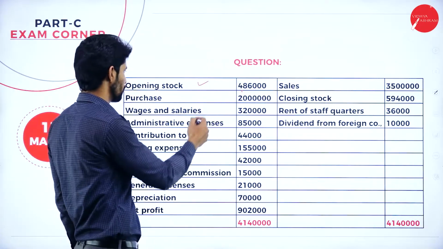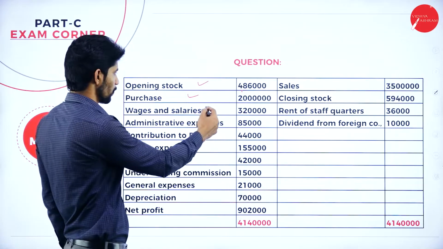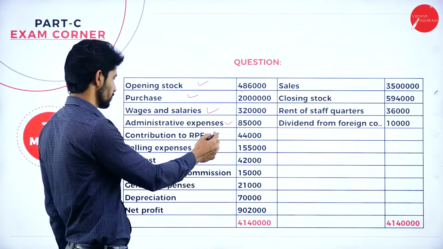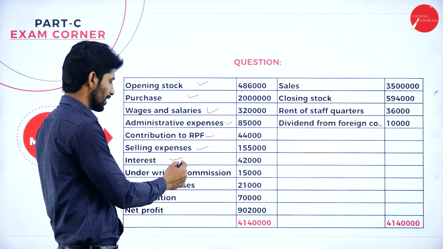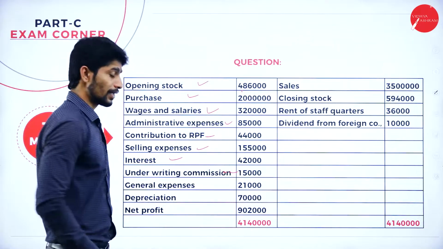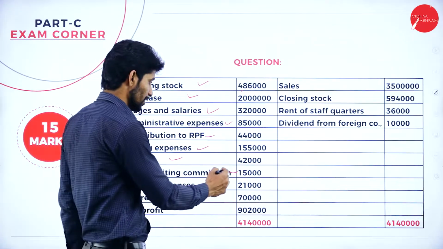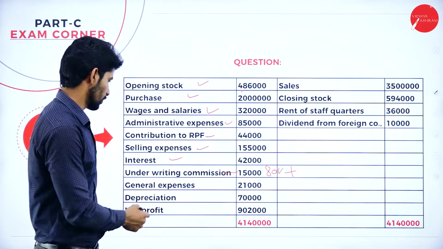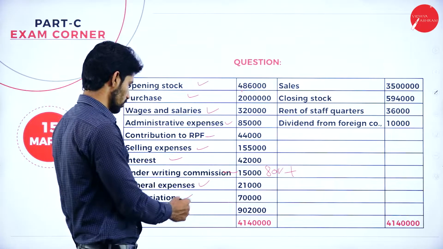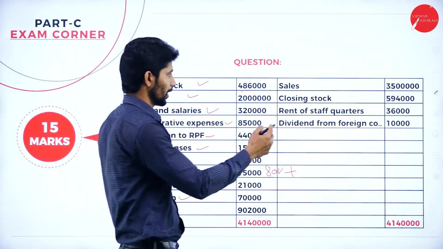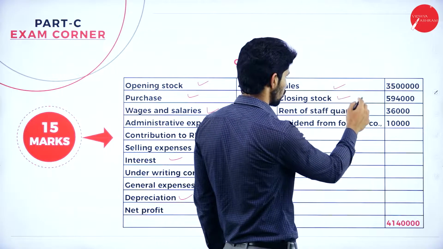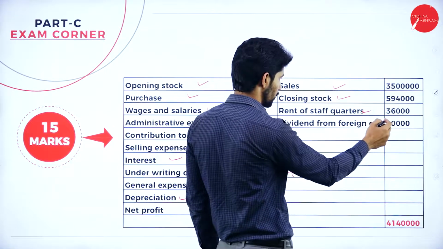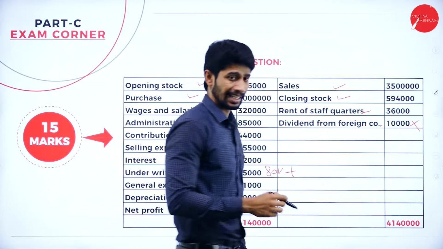Yes, opening stock, business, purchase, business, wages and salary, business, administrative, business, contribution to RPF, yes, business, selling expenses, business, interest, business, underwriting commission, 20% business, remaining 80% you are supposed to add back to the net profit. General expenses, business, depreciation, business, net profit is given. Next, sales, business income, closing stock, it's relating to business, rent from staff, business, and dividend from foreign company, it is not a business income.